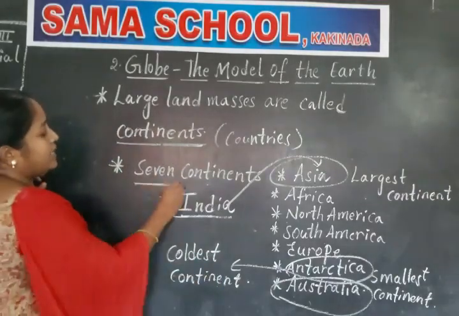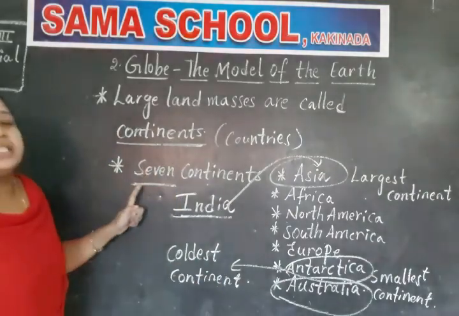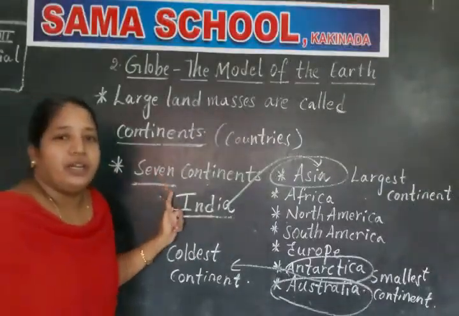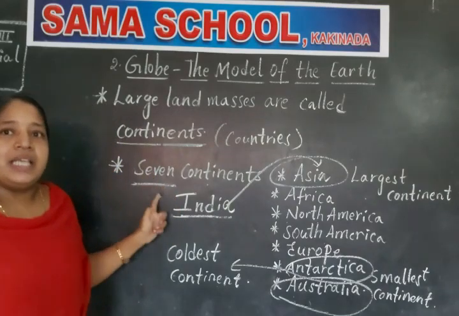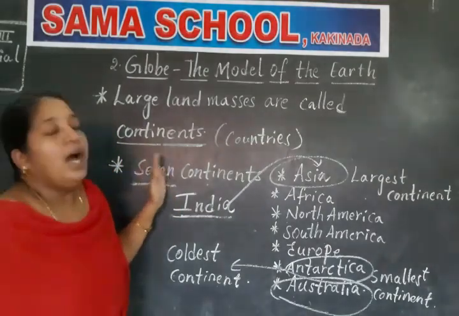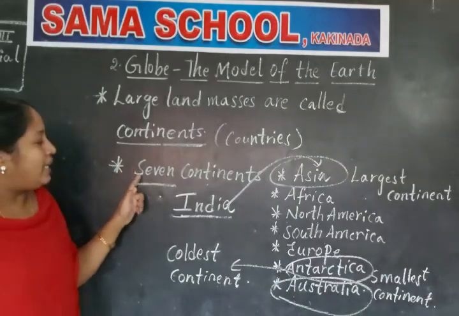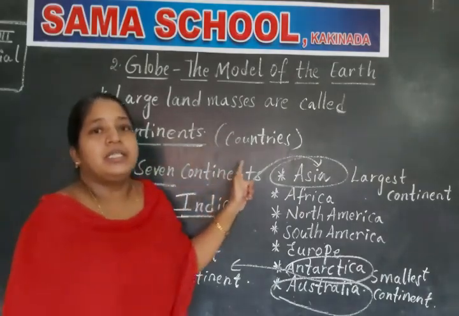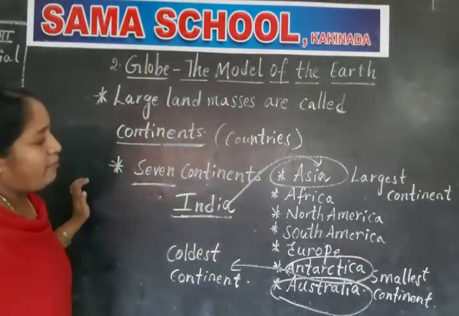And how many continents are there, children? There are 7 continents on the earth. Now tell me one by one.